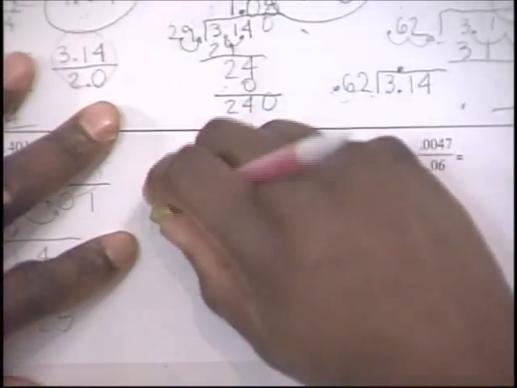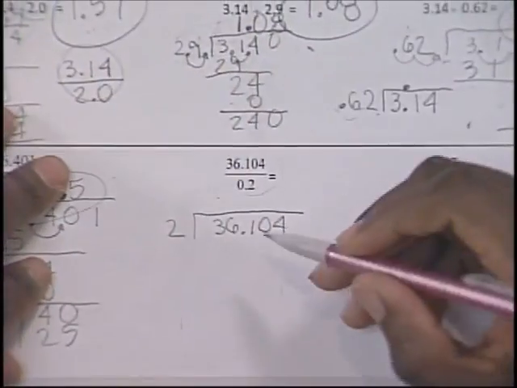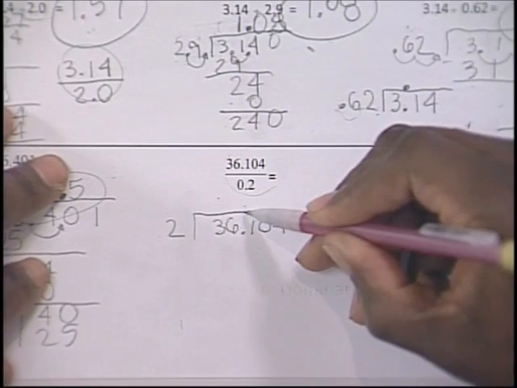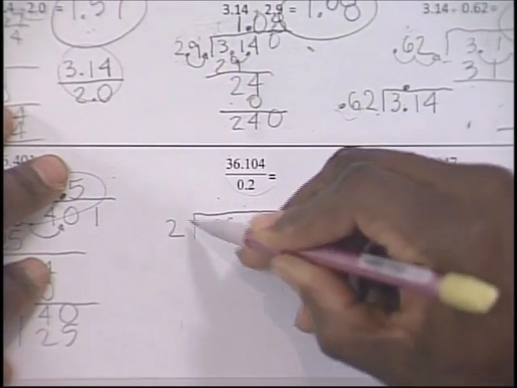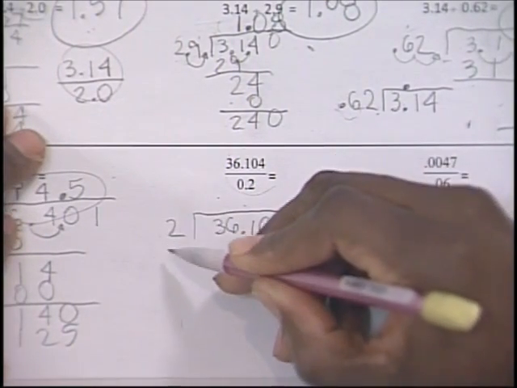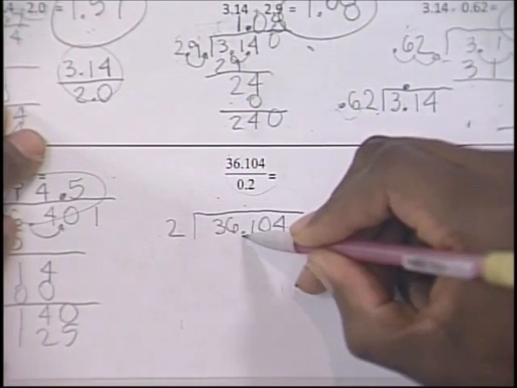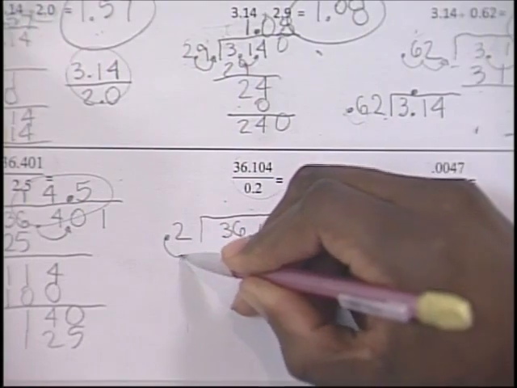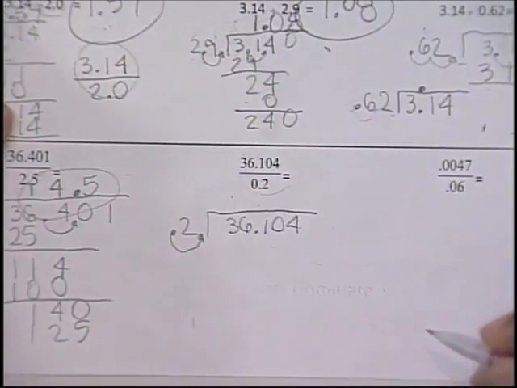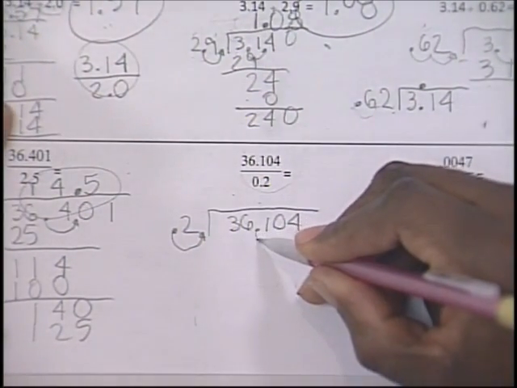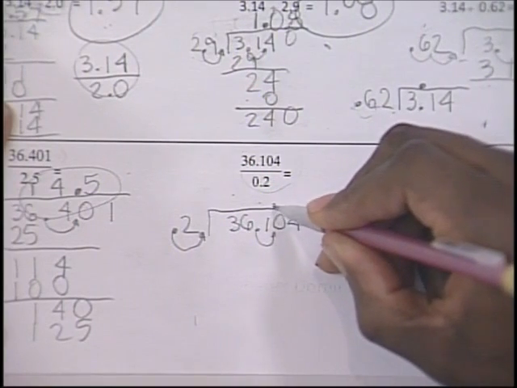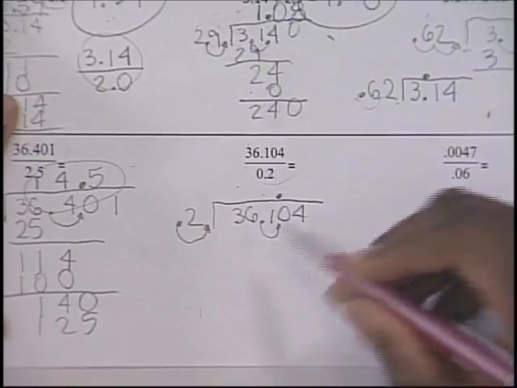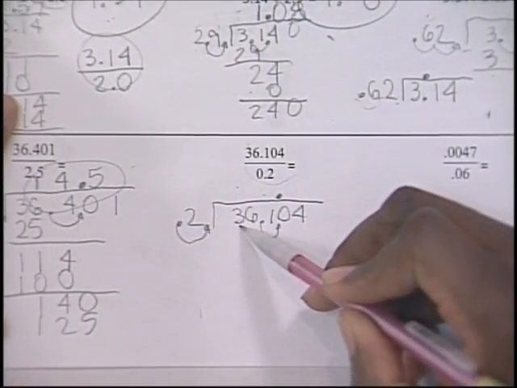If this were a whole number, my first step would be to bring that decimal point straight up. There would be no need to move any decimal point. But because 0.2 is not a whole number, I've got to move the decimal place over 1. So I'm going to move this decimal place over 1, and I'll bring the decimal point straight up.